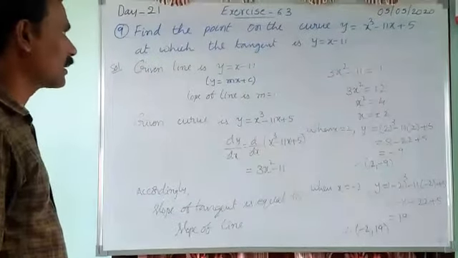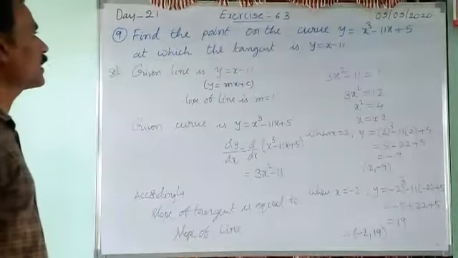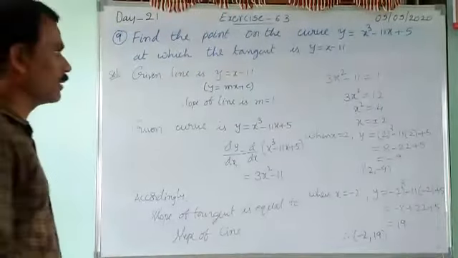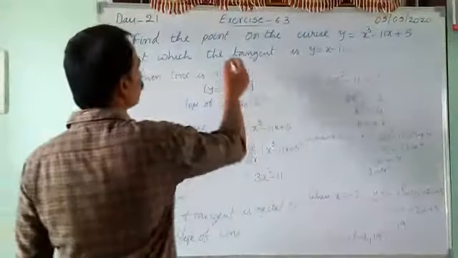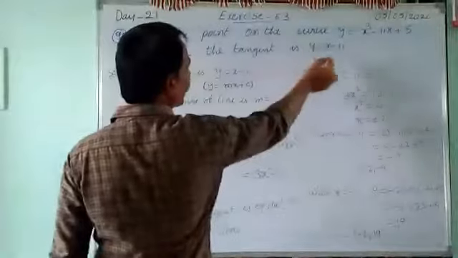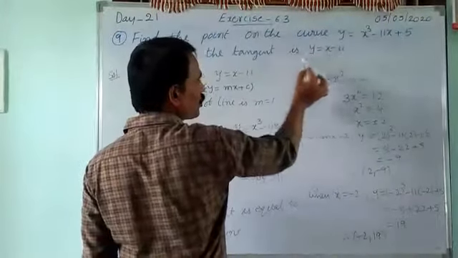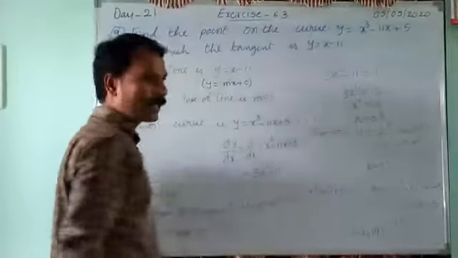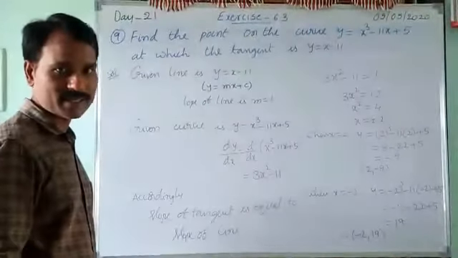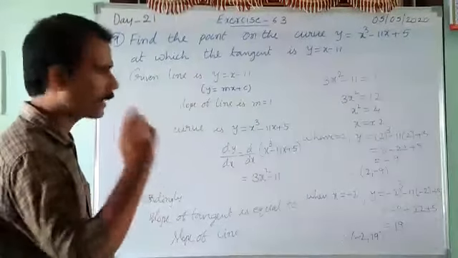Find the point on the curve y is equal to x cubed minus 11x plus 5 at which the tangent is y is equal to x minus 11. Guys, we are going to find the point on this curve. This is the curve and a given line. That means the slope of the tangent is equal to the slope of this line. That is the meaning of the condition. According to the condition, the slope of the tangent is equal to the slope of the line.